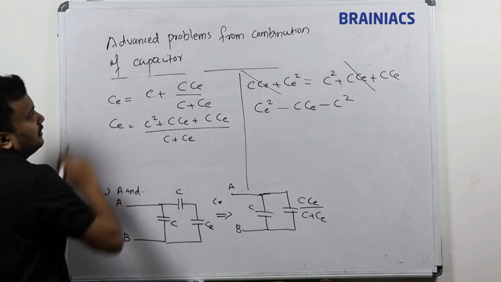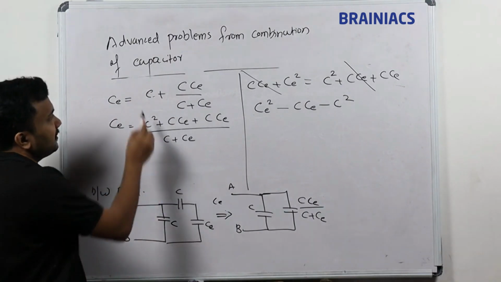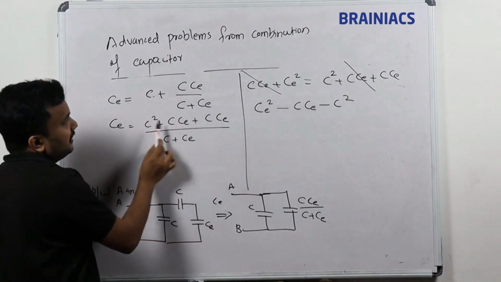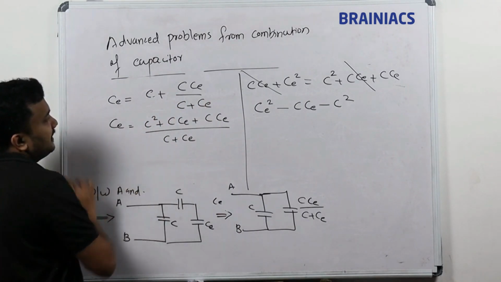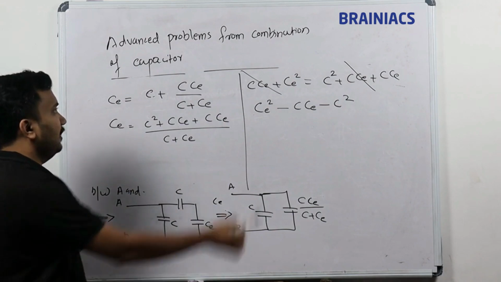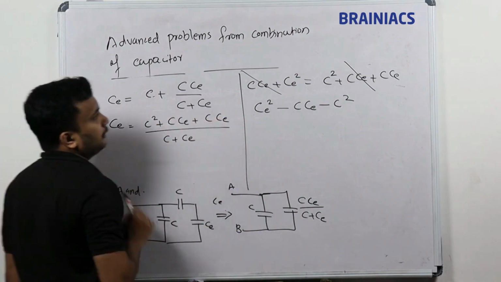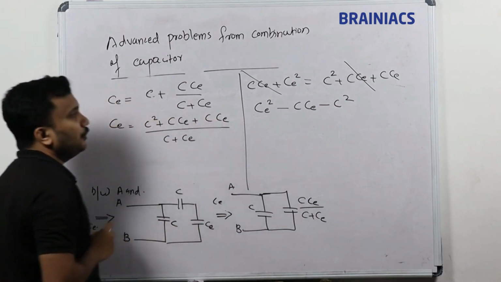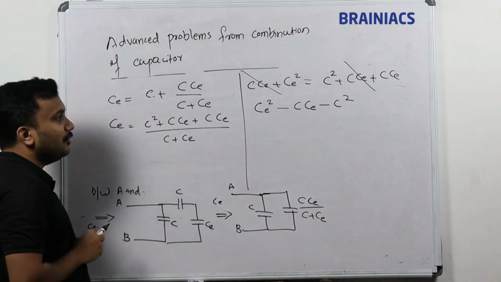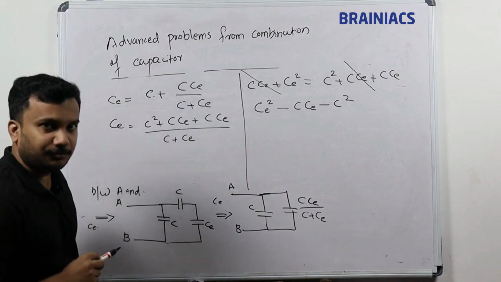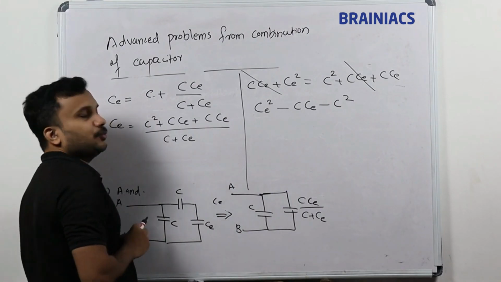Let me check the steps for any mistakes. C square, C into C equivalent, so C equivalent will be there, C plus C square. We multiply the left side by C equivalent, giving C equivalent square. Okay, that's all. We need to solve this one and find out the value of C equivalent.